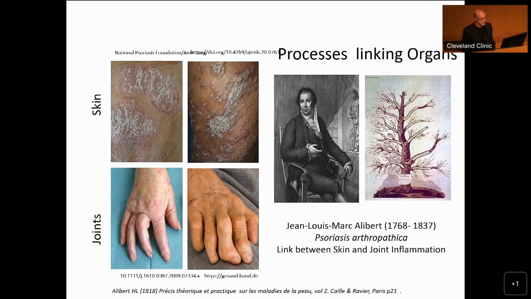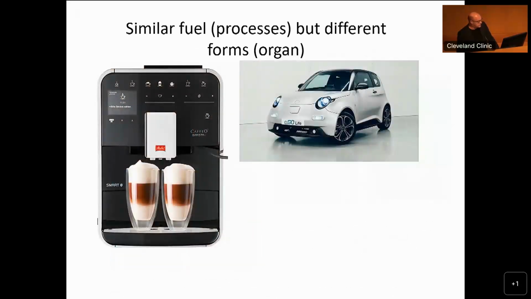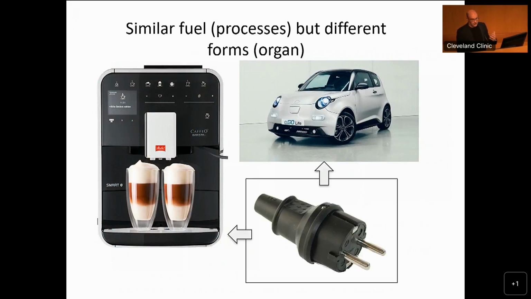And this was actually discovered or described initially by Jean-Louis Marc Alibert, who coined the term psoriasis arthropathica, which is still very relevant, and that's why we sit here: a similar underlying process linking the skin and the joints and probably other tissues, like, for instance, the cardiovascular system. Now, this is going back to the example, the coffee machine and the car look very different, indicating different organs, but they can actually be fueled by a very similar process.